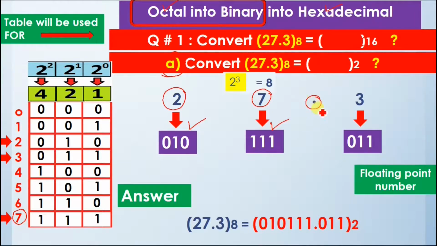Next we have the floating point and then we have the digit 3. So where is 3 in the table? Here is 3, and 3 is equal to 011 in binary. So we write 3 as 011. Now we have calculated, we will combine these values to make the final answer. So now we can say that the number 27.3 in octal is equal to 010.111.011 in binary.